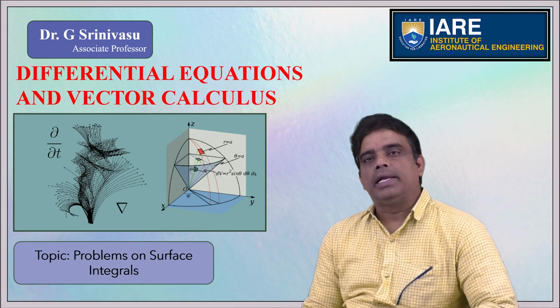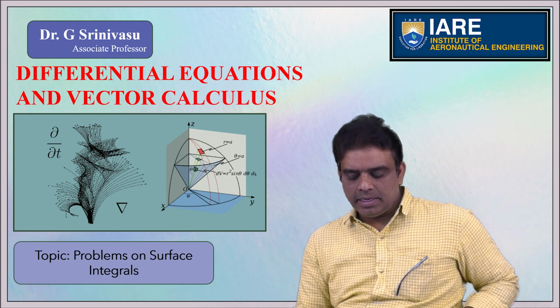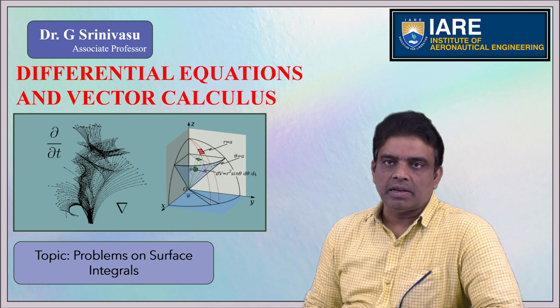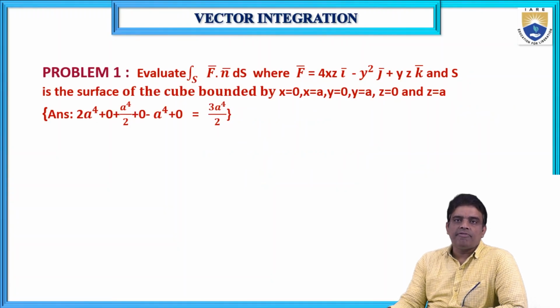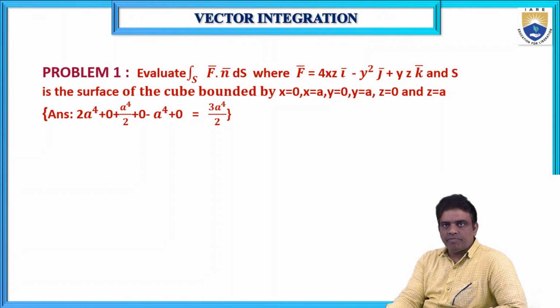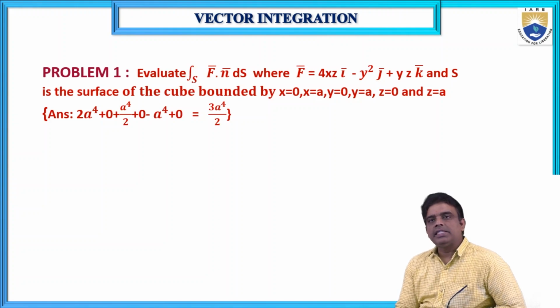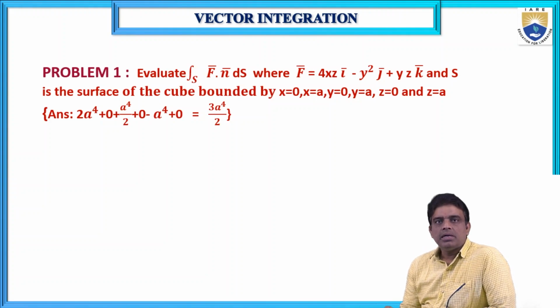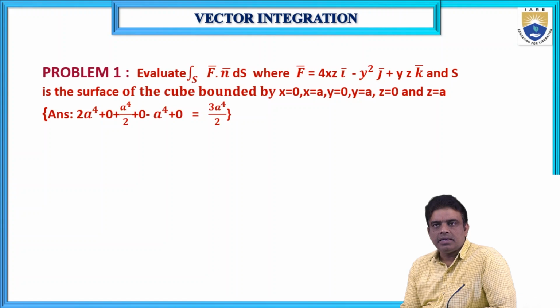Now I would like to see more examples on the surface integrals, how to evaluate the surface integral based on the given function and given surface area. Now the first problem is: evaluate integral F bar dot n bar into dS, where F bar is the vector point function 4xz i bar minus y square j bar plus yz k bar, and S is the surface of the cube bounded by x is equal to 0, x is equal to a, y is equal to 0, y is equal to a, z is equal to 0 and z is equal to a.